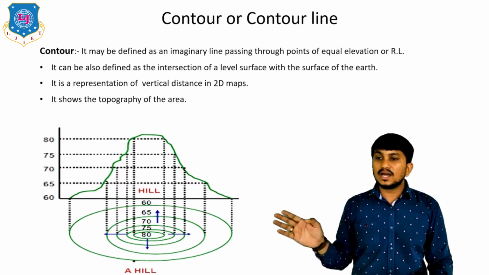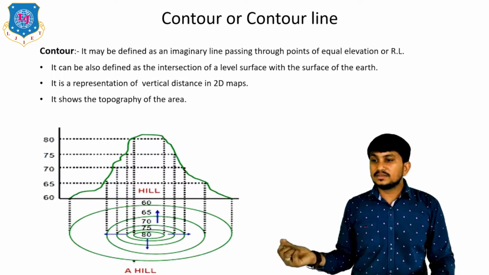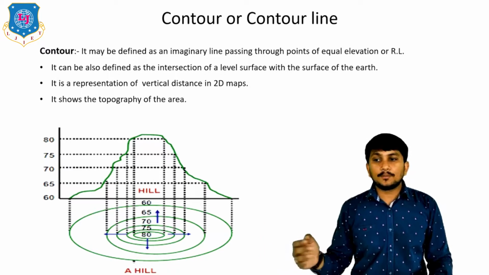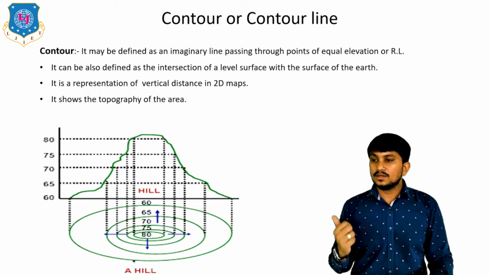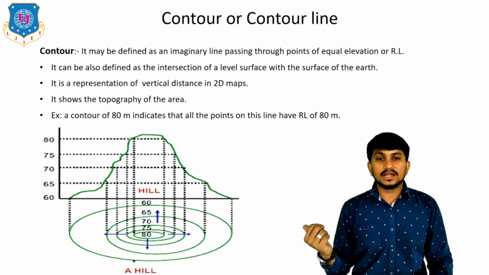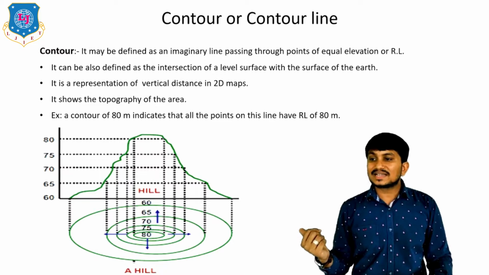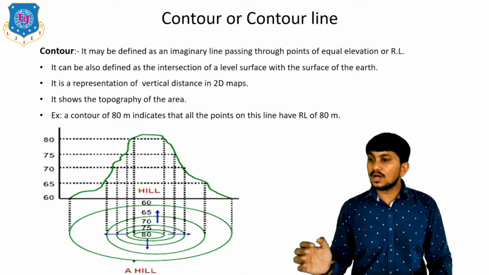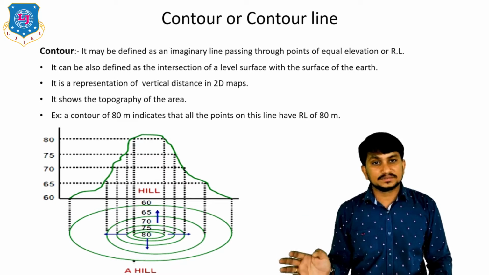This is how a contour map looks. These green lines are the contour lines which connect the points of equal RL. For example, a contour of 80 meter, as you can clearly see in this figure, connects the points having the RL value of 80 meter. So this is how we can draw the contour line.